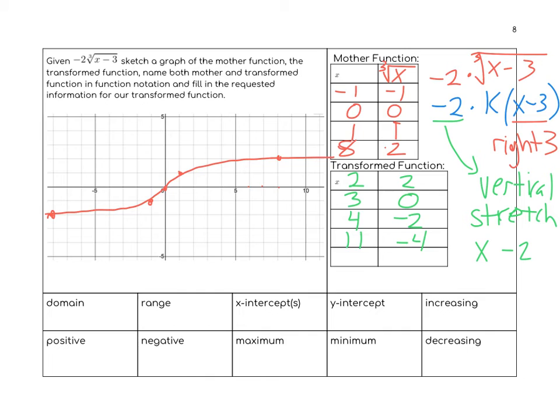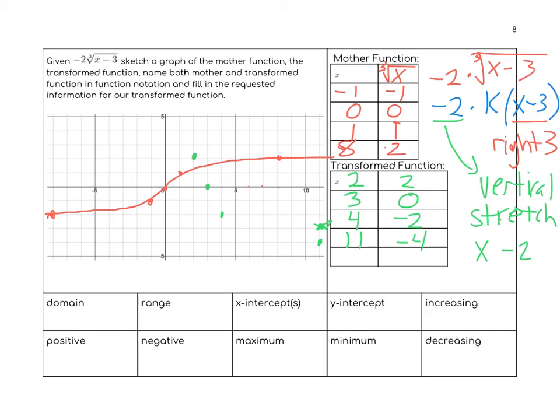All right, and do my other graph in green. We're going to have 2, 2, which is here. We're going to have 3, 0. We're going to have 4, -2, and 11, -4. It should be down there.